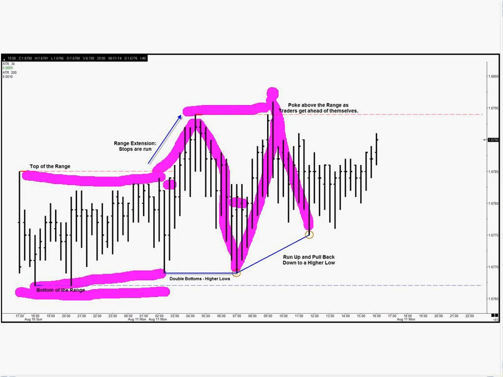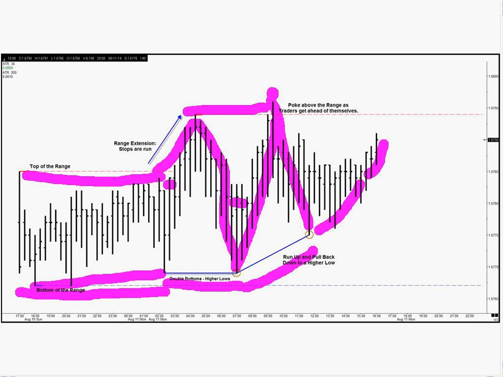We pull back, but we don't pull back to these double bottom lows. Instead, we pull back to a higher low and establish a new range and slowly start to crawl higher. But the key is this is a higher low. So we've got the bottom of the prior range. We've got double bottoms, which are higher lows. So we make a new high and we pull back to a second higher low.